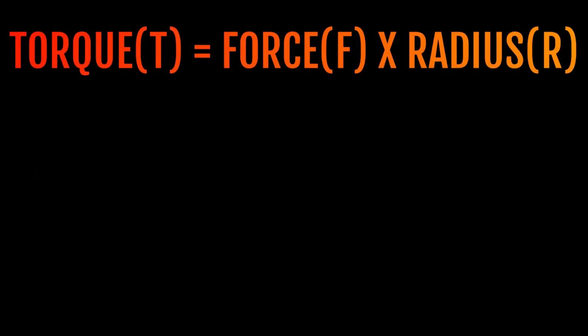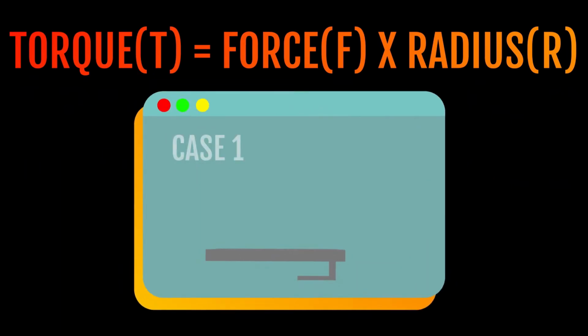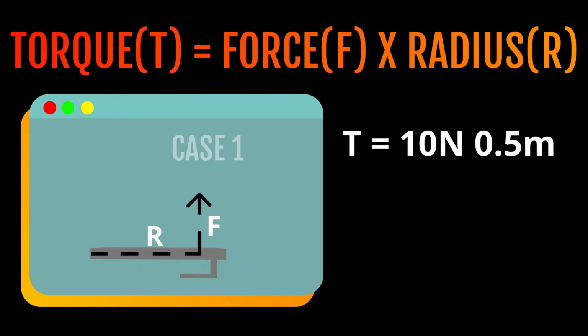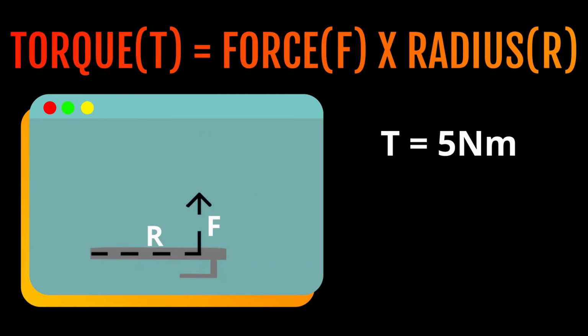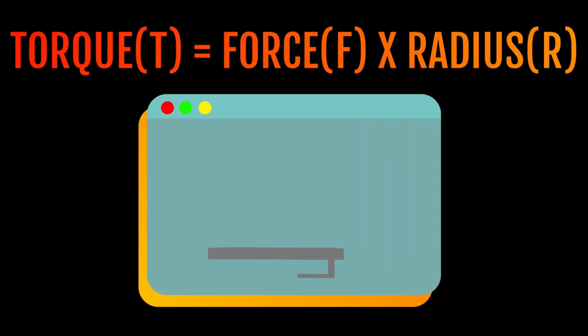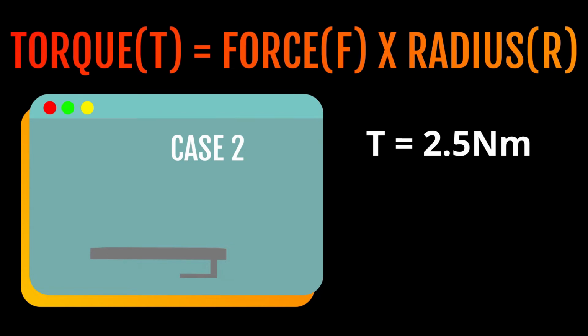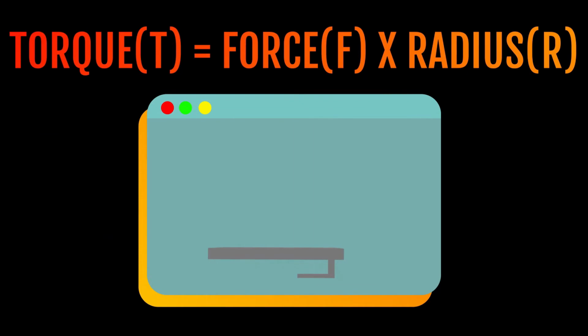For that, we must know how to find the torque of a system. So, torque can be formulated as the product of the force applied and the distance between the force and the axis. In the first case, let's say we apply a force of 10 Newton at 0.5 meters from the hinge, making the torque 5 Newton meters, making it pretty easy to open the door. But in the second case, we apply the same amount of force but now at half the distance, so the torque now is 2.5 Newton meters, making it significantly tougher to open the door.